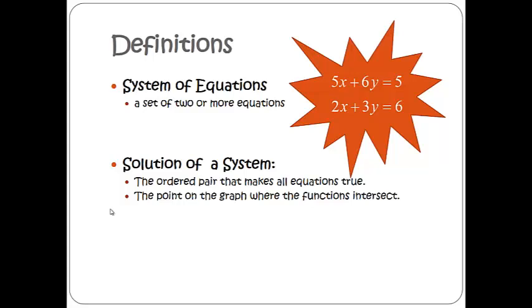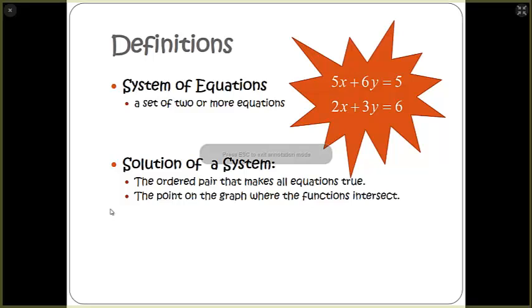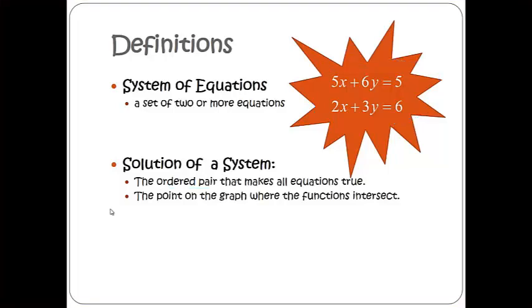But what a system is, it's a set of two or more equations. In Algebra 1, you guys started off with a system that basically had two equations. We're going to get into more equations when it comes to Algebra 2. So a solution of a system could be an ordered pair that makes the equation true, or it's also defined as the point on a graph where the functions intersect. Now there are three possible solutions that can occur, and we'll show that in a few seconds.